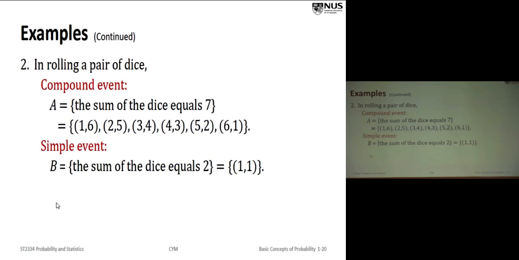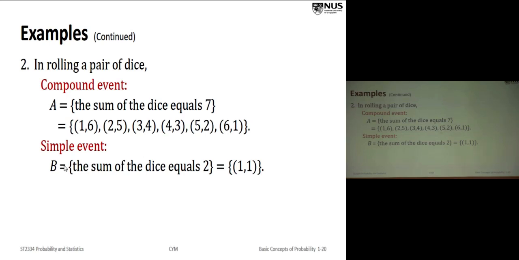Okay, so remember then the second example, you roll a die again, a six-sided die. So here is one compound event. A is defined to be the set of outcomes such that the sum of the values of the die is equal to 7. Okay, and again, remember we already know what that is. That's (1,6), (2,5), (3,4), and so on and so forth. The number of outcomes in this set is at least 2, so it's a compound event.